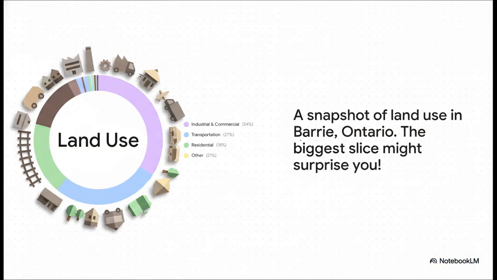So check out this donut chart, which is based on Barrie, Ontario. Your quiz wants you to pick out the biggest slice of the pie. Now, a lot of people might automatically guess residential. I mean, that's where people live, right? But look closer. At a whopping 34%, the largest category is actually industrial and commercial land.